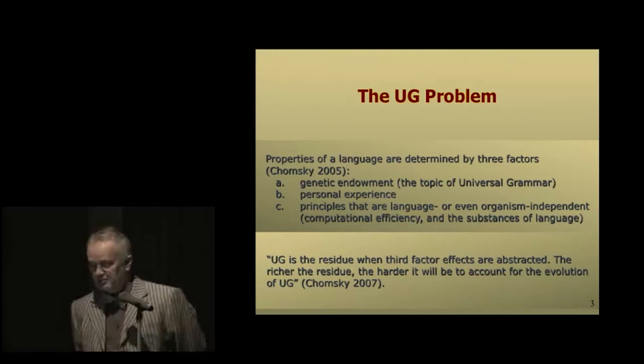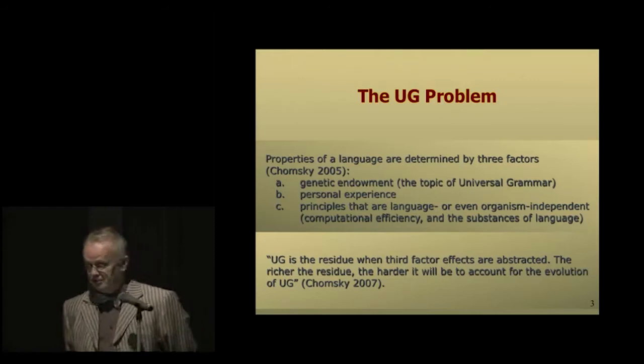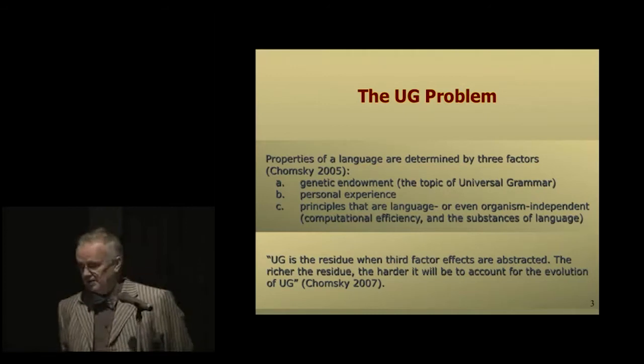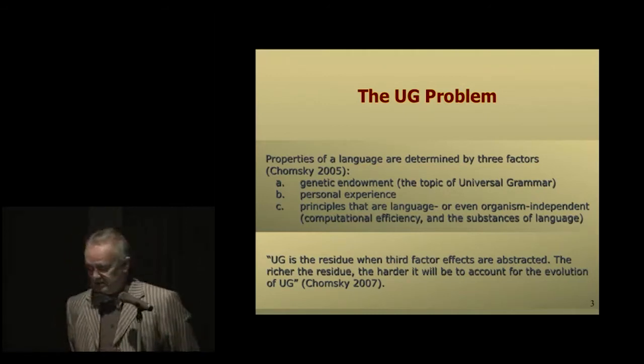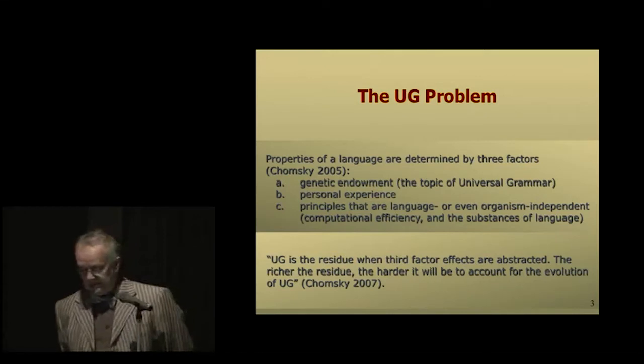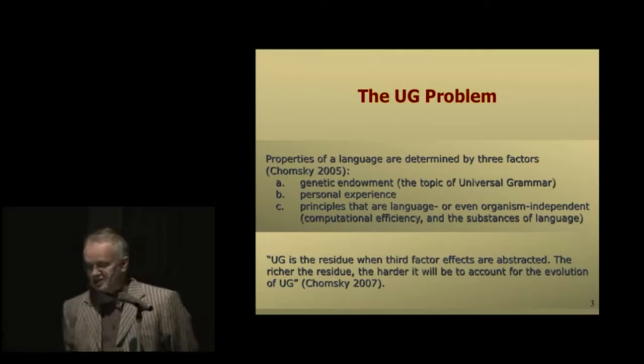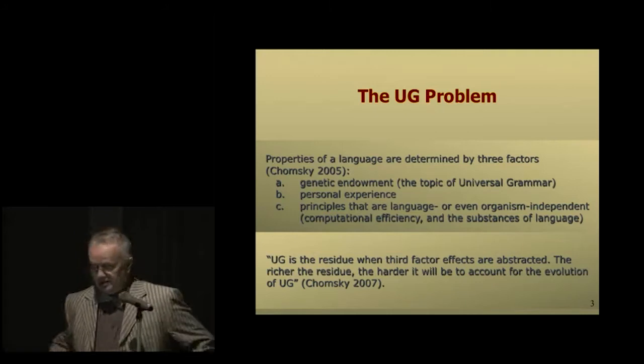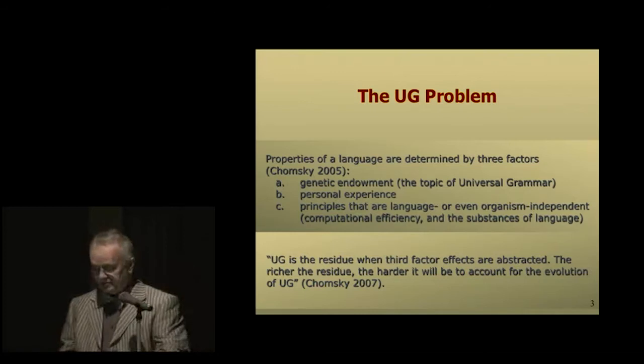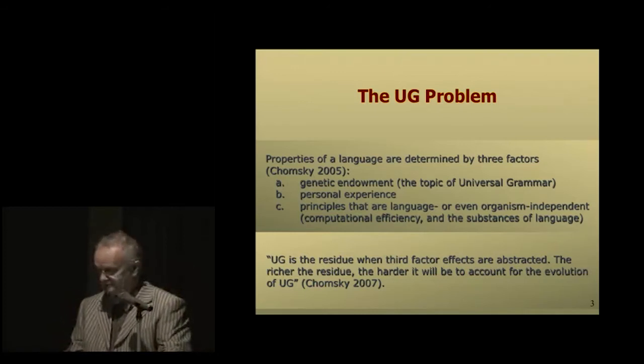And finally, there are principles that are language or even organism independent, computational efficiency being the one that is most usually appealed to, but also the substances of language, I'd rather call them, which is the properties of the interfaces. And as Chomsky says, UG is the residue when the third factor effects are abstracted. And the problem is, the richer the residue, the harder it will be to account for the evolution of UG.